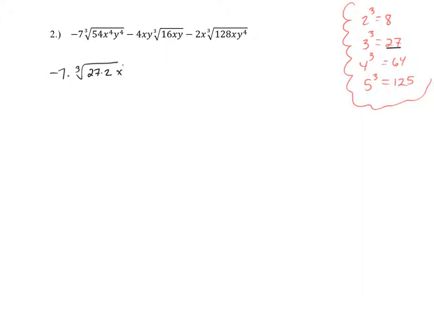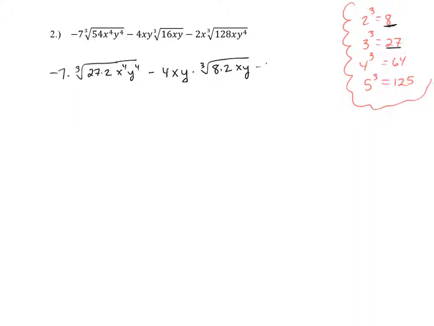And then I've got x to the 4th, y to the 4th. And let's keep going here. This would be 4xy times the cube root of 16. Now 16 is a perfect square, but since we're in the world of cube roots, I need to rewrite that as 8 times 2, because I'm looking for perfect cubes now. And that's still times x times y.